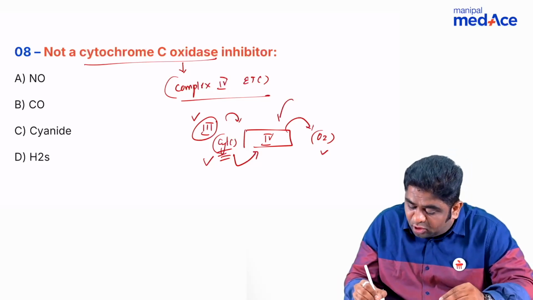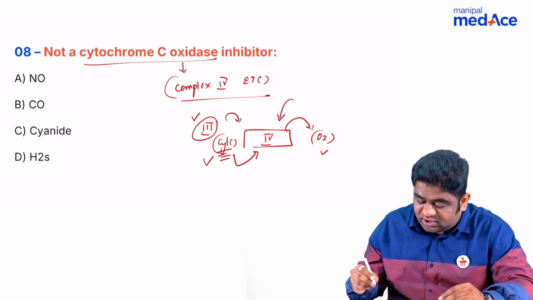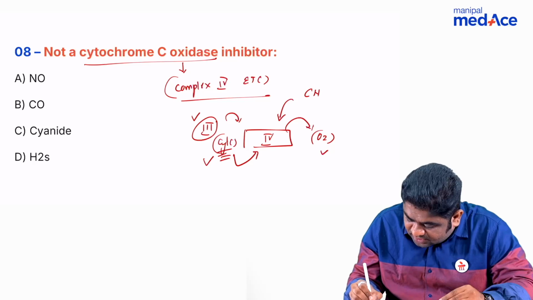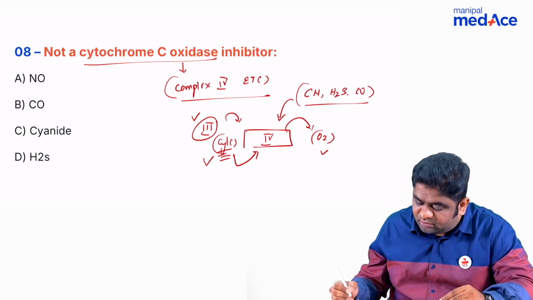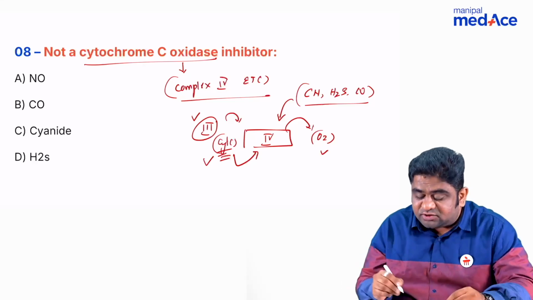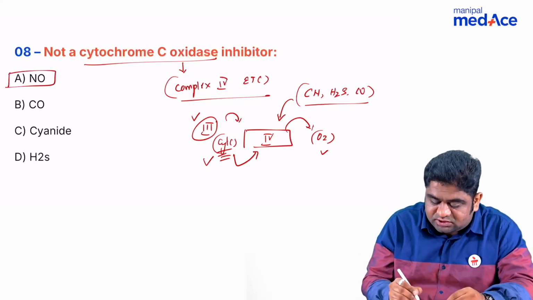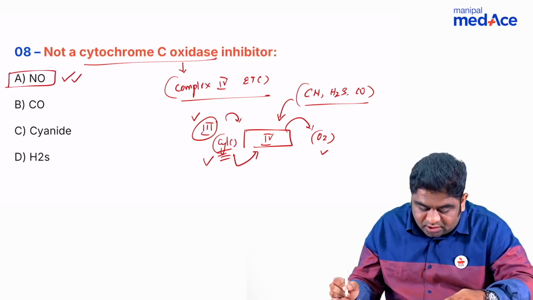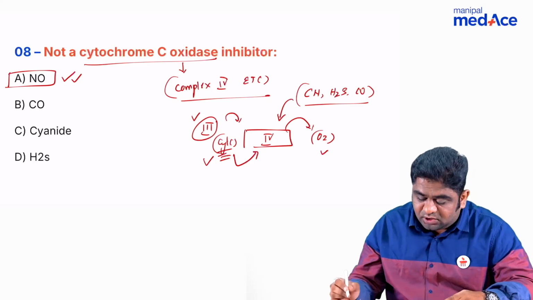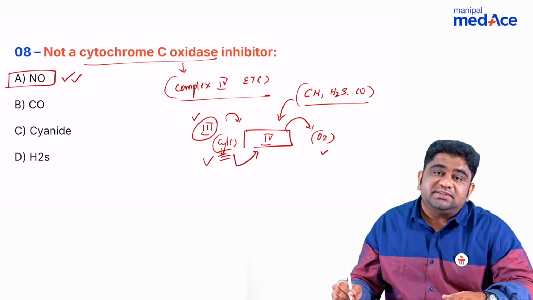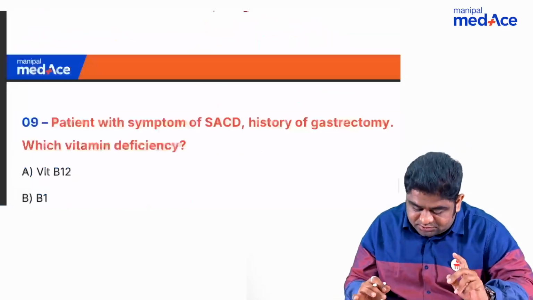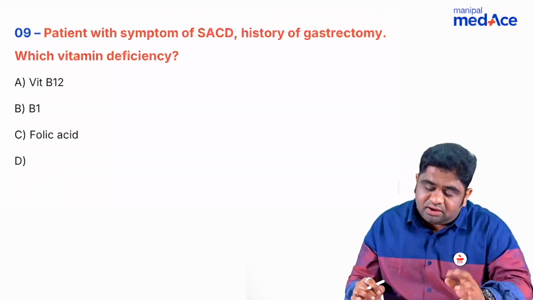And there are important compounds which can inhibit the cytochrome C oxidase, which include cyanide, hydrogen sulfide, carbon monoxide. The only one which is not an inhibitor of cytochrome C oxidase is nitric oxide. So please make a note of this. Nitric oxide does not have a role in cytochrome C oxidase inhibition. But nitric oxide is also a second messenger which is capable of causing relaxation of smooth muscles present in the blood vessels. It is also an important mediator in other cells also.